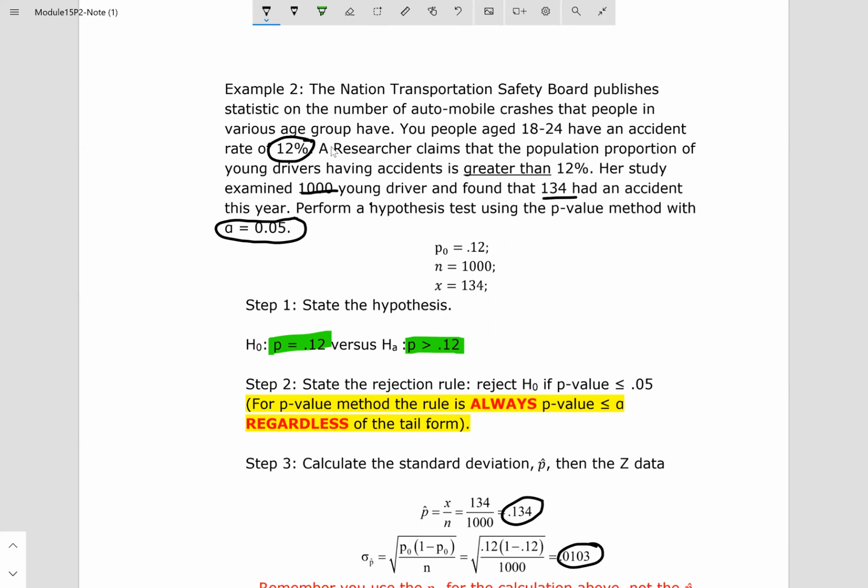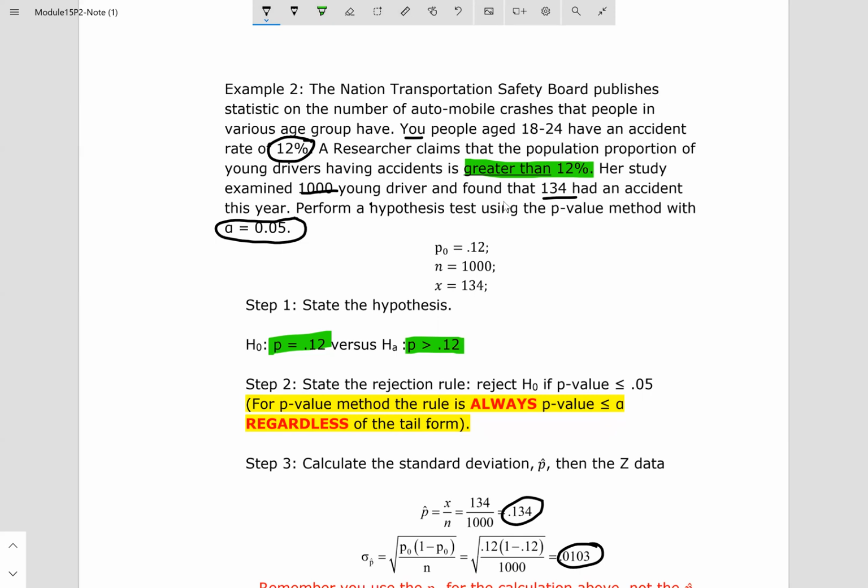The National Transportation Safety Board publishes statistics on the number of automobile crashes that people in various age groups have. Young people aged 18 to 24 have an accident rate of 12%. That's our null hypothesis, okay? A researcher claims that the population proportion of young drivers having accidents is greater than 12%. So we're looking at greater than 12%. That's our alternative hypothesis.